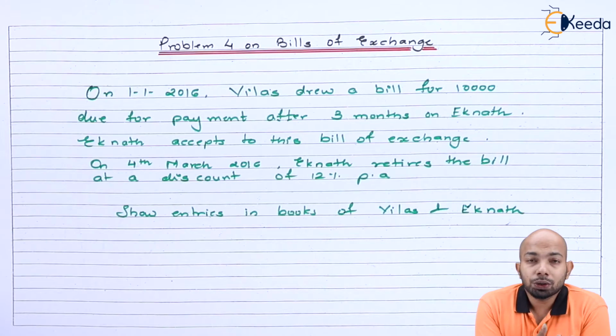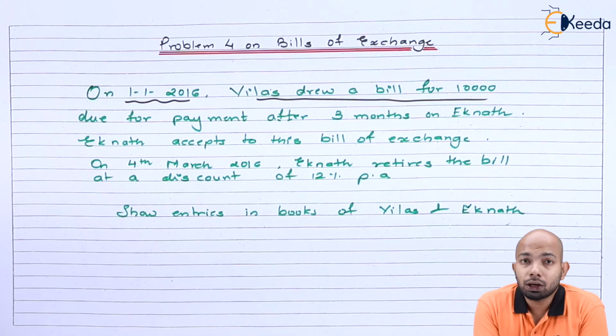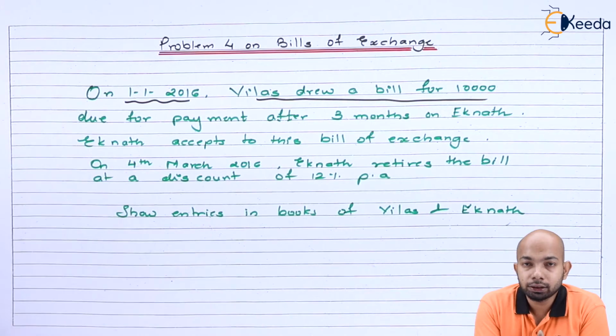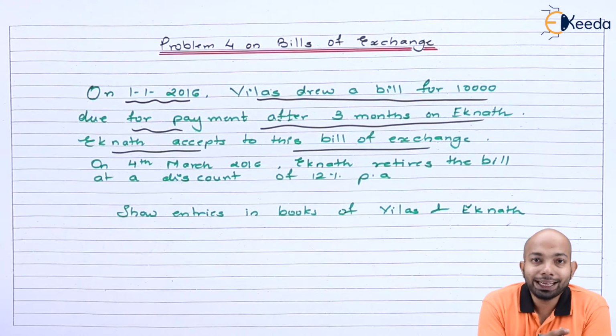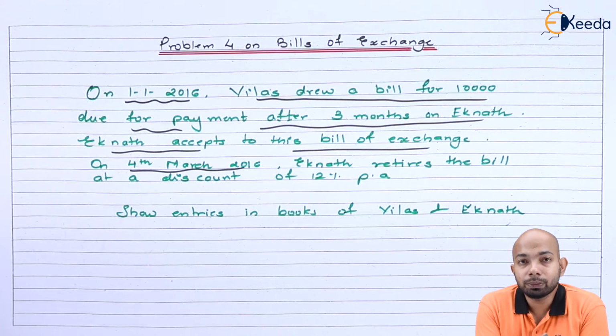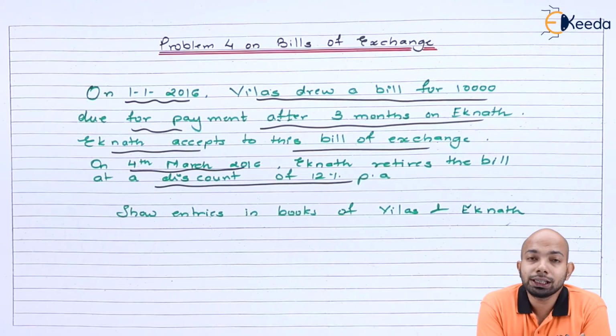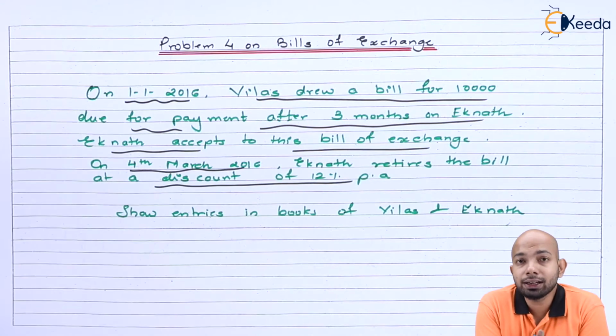So we have mentioned down the question here. Let's go ahead and read it out. On 1st of January 2016, Vilas drew a bill of 10,000 on Eknath, and that was for a period of 3 months. Eknath accepted this bill of exchange. And on 4th of March 2016, Eknath retires the bill with a discount of 12% per annum on the bill. You are supposed to show the journal entries both in the books of Vilas and Eknath.